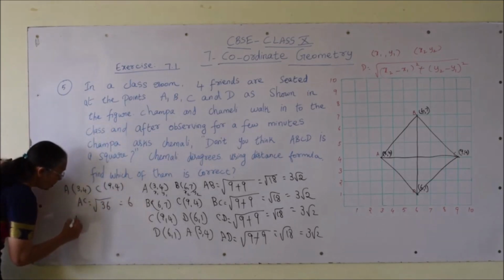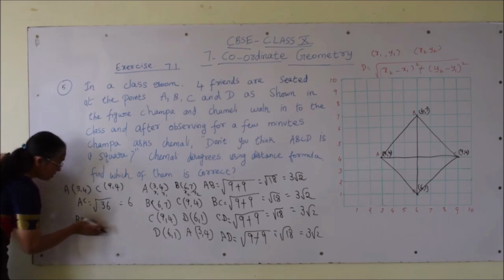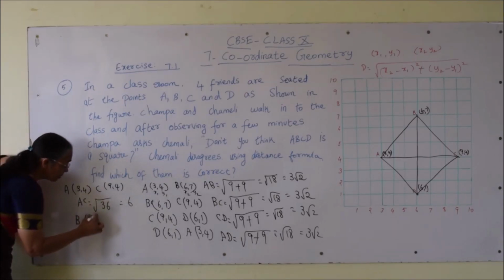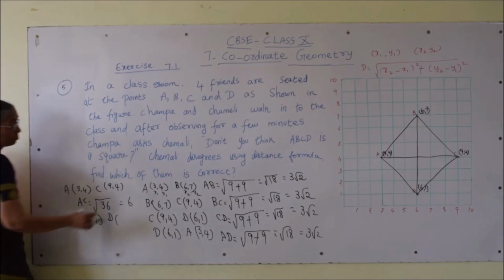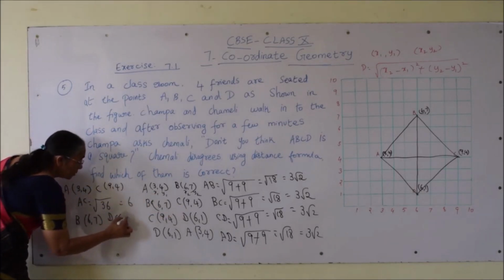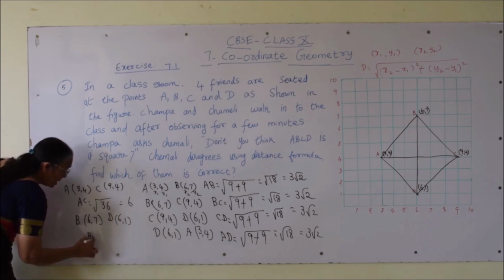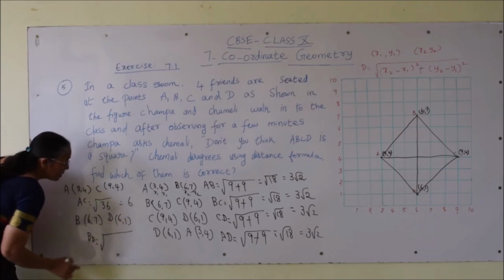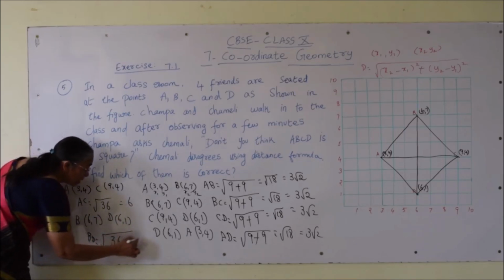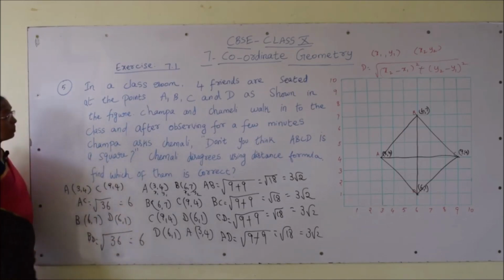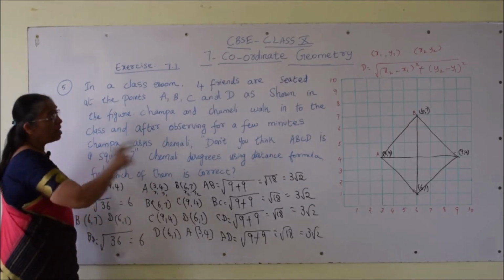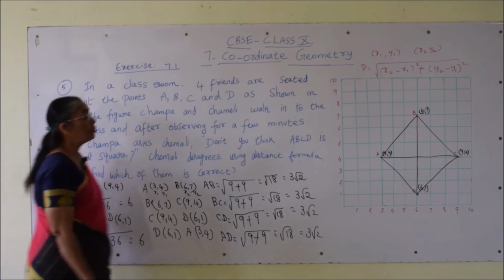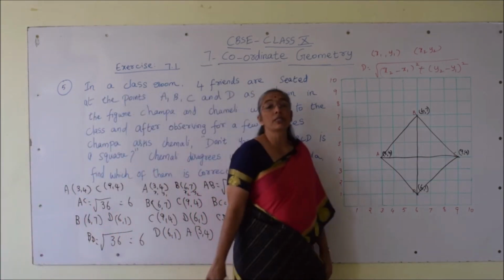Now, coming to BD. The B vertex is nothing but (6, 7) and D vertex is (6, 1). So, the distance BD is equal to root over (6 minus 6) square, which is 0, plus (1 minus 7), which is minus 6, whole square, which is 36, which is again 6. So, we proved the lengths of the diagonals AC and BD are also equal. Therefore, the given vertices form a square.